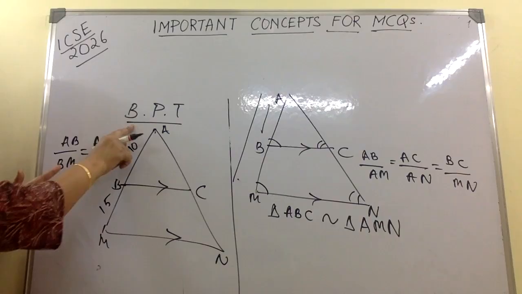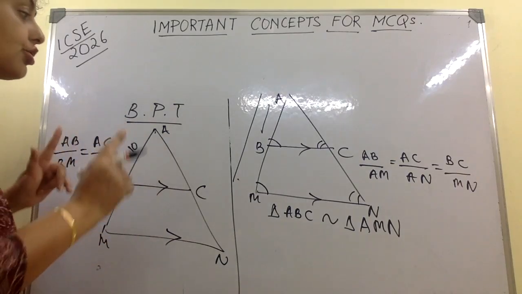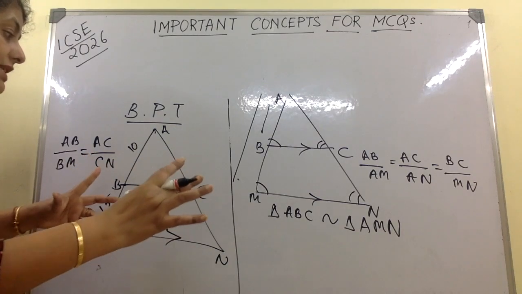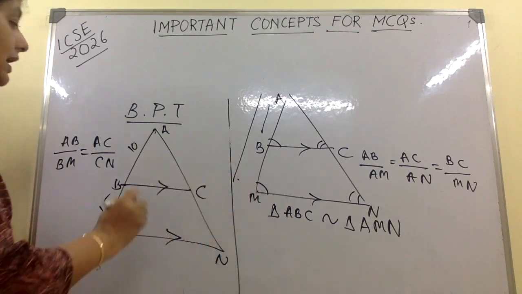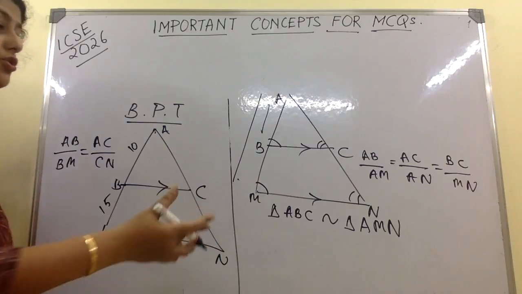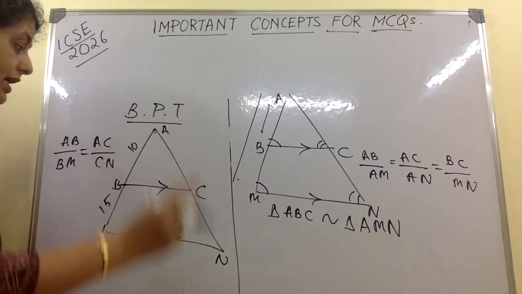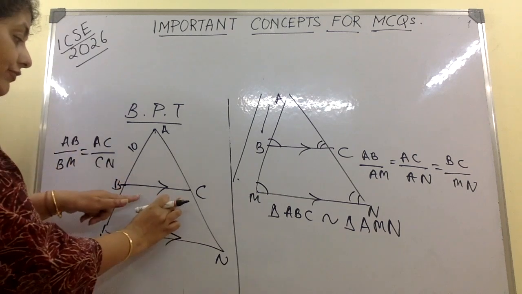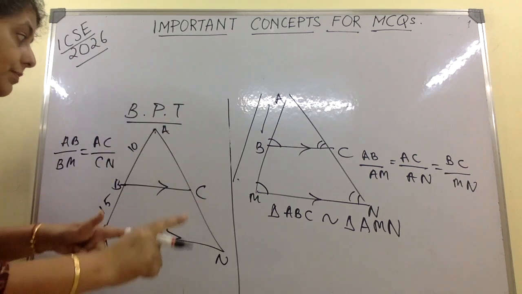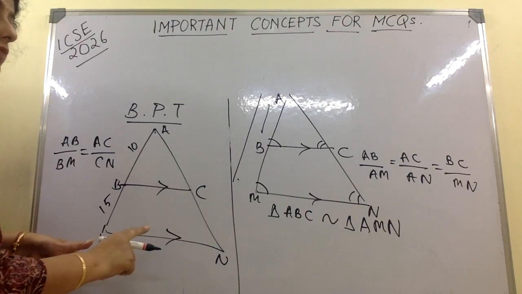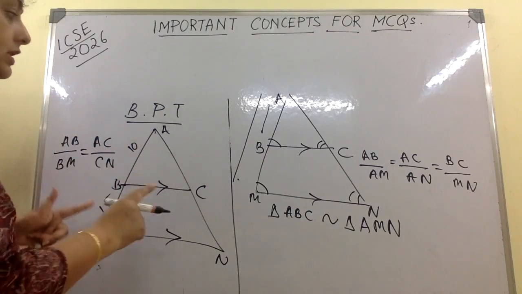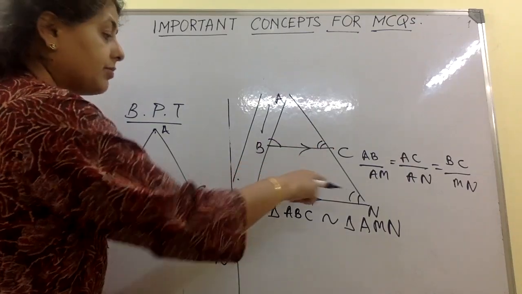So Thales theorem or BPT is just a shortcut, where without proving similarity you say by BPT and immediately get the ratio between these two sides. You can do that only when they are not asking for these two. But if you want to involve BC and MN also in your sum, then please prove similarity first, otherwise your marks will be deducted. So first prove similarity like I have proved here by AA property.